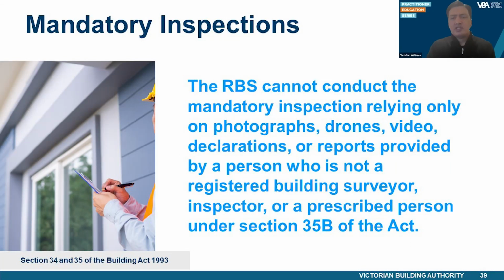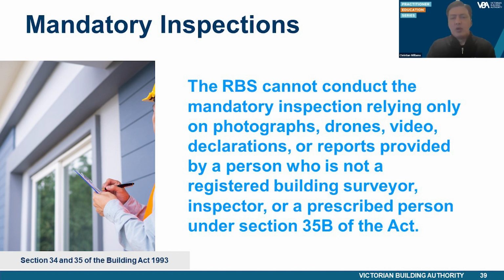Section 35 provides a general power for an RBS to cause an inspection of building work at any time, whether a mandatory notification stage has been completed. Accordingly, when assessing a building permit application, the RBS should consider whether any inspections should occur in addition to prescribed mandatory notification stages.